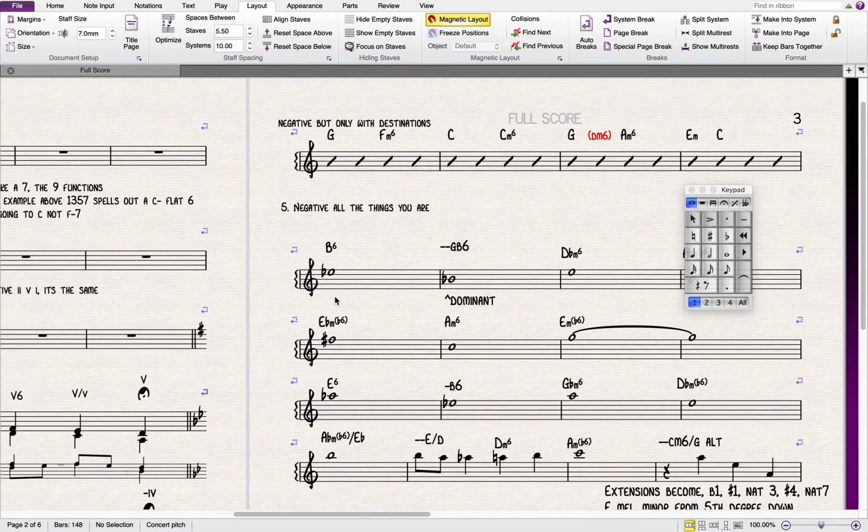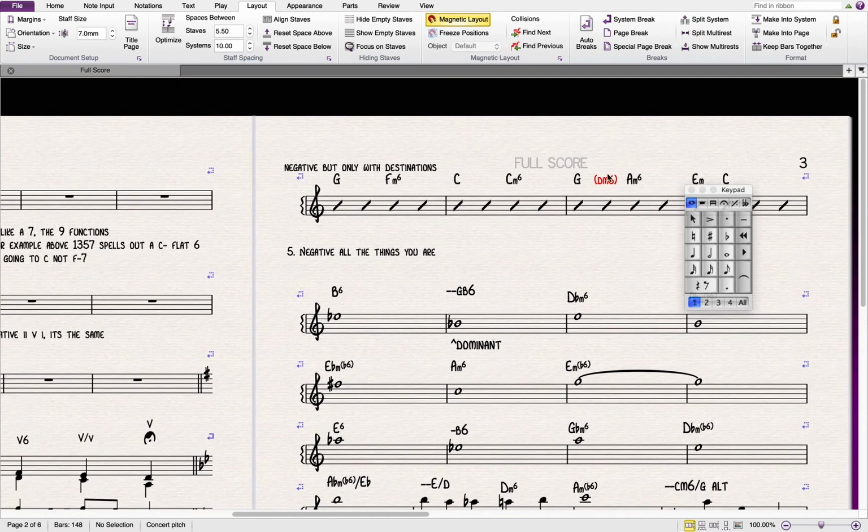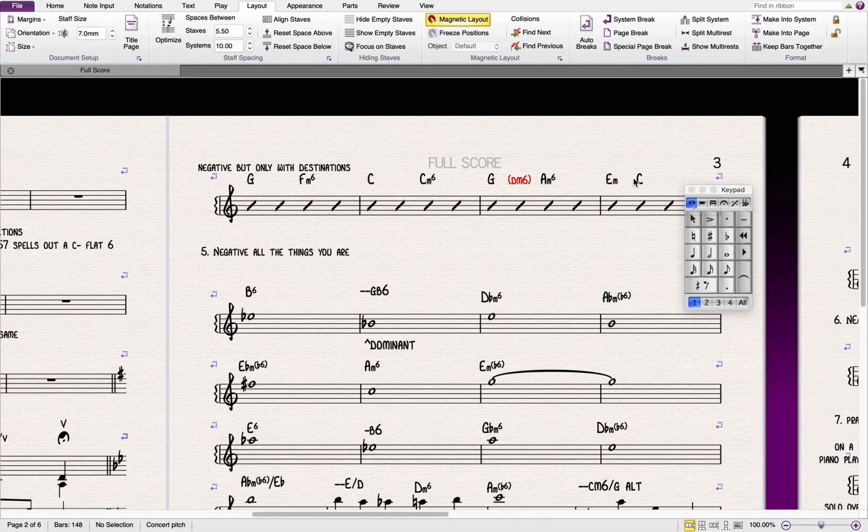Well, you could also add in a 2-5. Anytime you have a chord progression like this, as jazz musicians, we know we can always add a 2-5. Well, you can do the same thing in negative. You can always add a 2-5 negative. So a 2-5 in negative is going to sound like D minor 6, A minor 6, E minor.